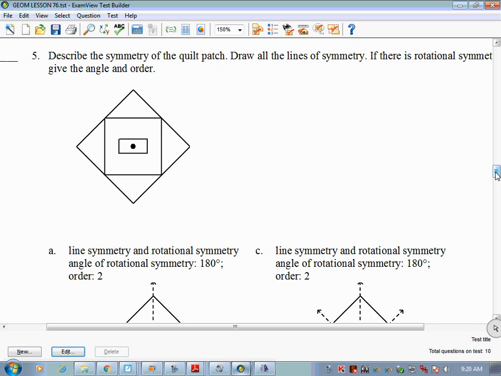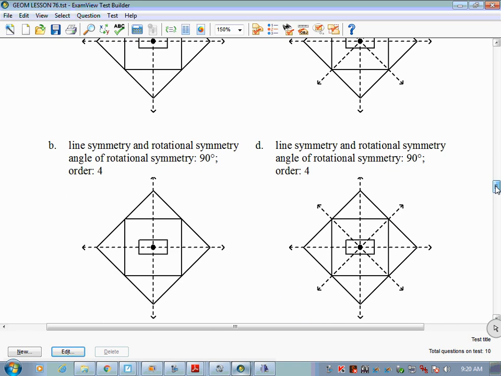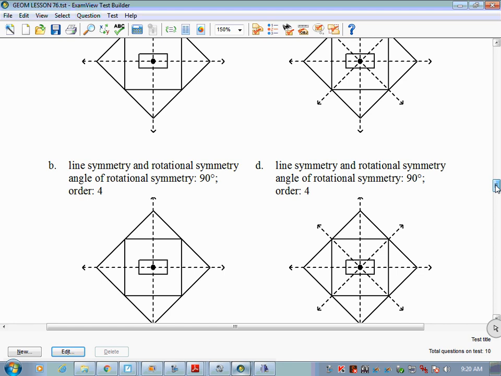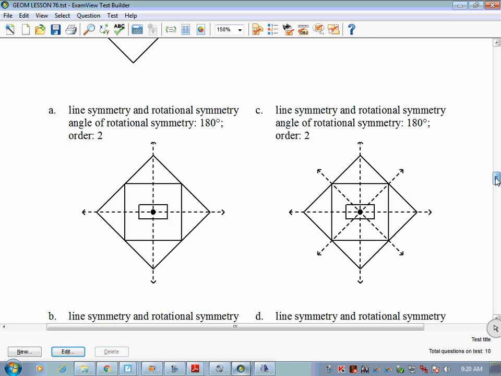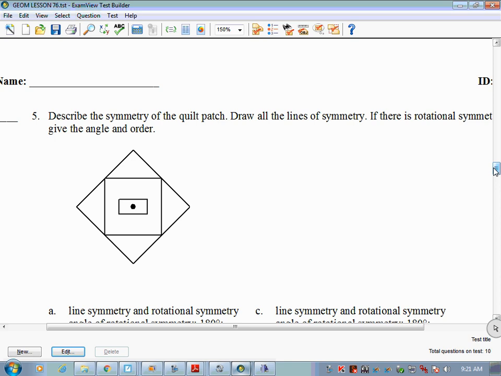Okay, so how many lines of symmetry can I draw? 2, because of the rectangle, correct? So if I look down here, I ought to be able to tell right off the bat that only 2 of these work, correct? Which ones? A and B, right? I only have 2 lines of symmetry. I can't do C or D. All right, so we're going to have 2 lines of symmetry.